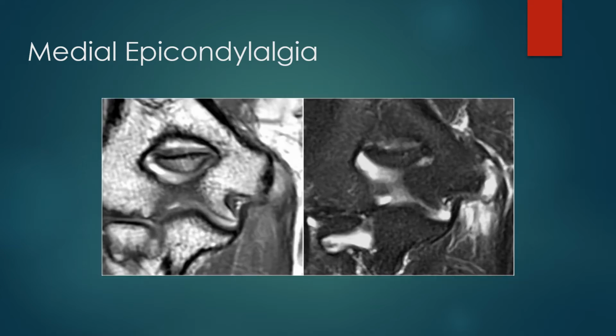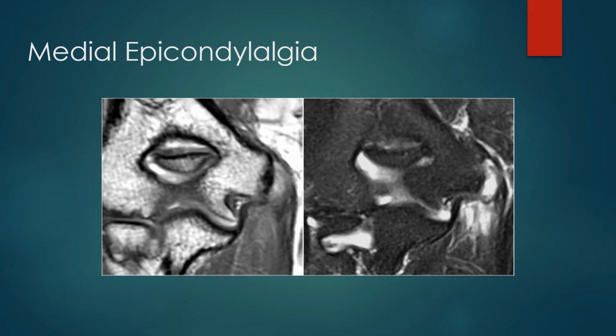Look at how much cortical disruption has occurred at the medial epicondyle in both of these images. In the T1 image on the left, that dark black spot in the center of the medial epicondyle demonstrates that cortical disruption has occurred. Along the common flexor tendon, there really isn't too much involvement.